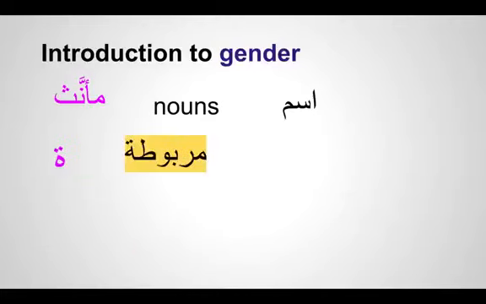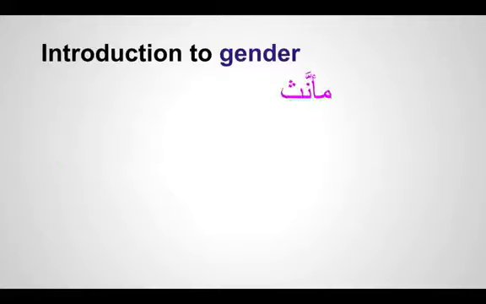When you see this sign of ta marbuta at the end of a noun, 99.9% that is a sign that you are talking about a feminine word. The word or the thing is feminine. Let me give you some examples. If I am saying talibun, sorry, the lam is missing here, a student, I mean a male student.